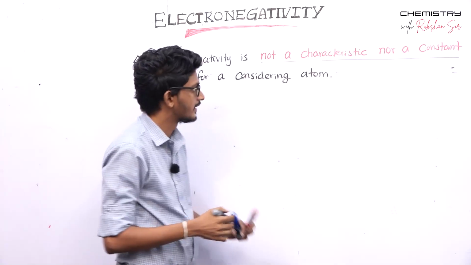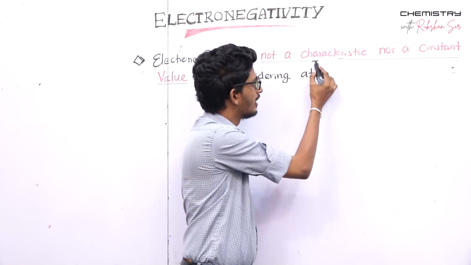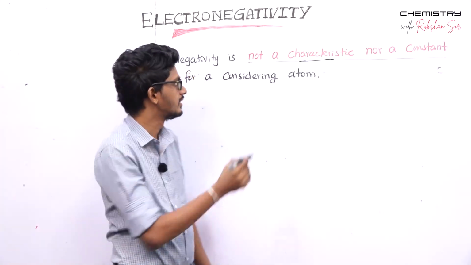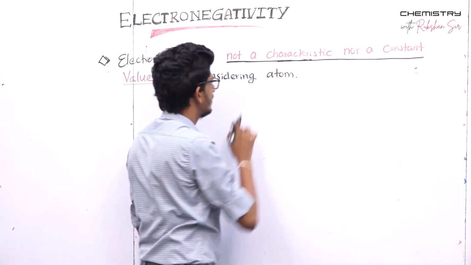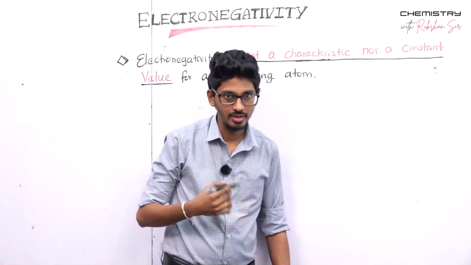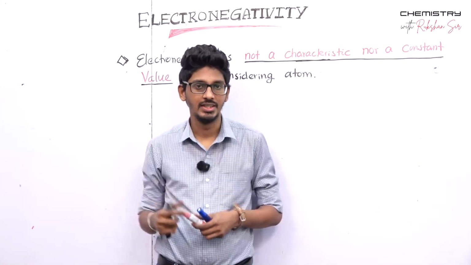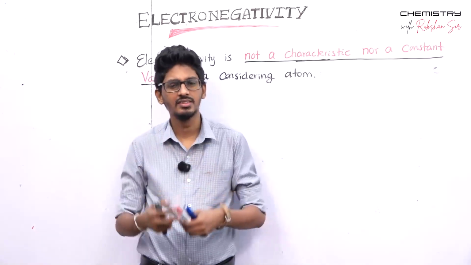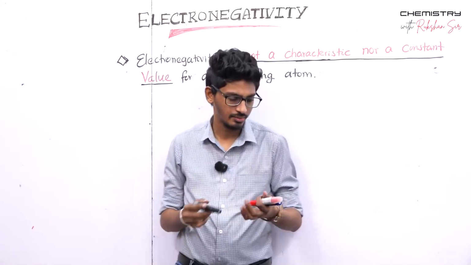Let's come up with the characteristic first. The 2.1 value is not a characteristic for hydrogen. Even phosphorus has the same 2.1 value. So the 2.1 value can be had by both phosphorus and hydrogen. So it is not a characteristic value for one given element. Even 2.6 is shared by sulfur and iodine. Those are not characteristic values for a given element. This is the first thing.